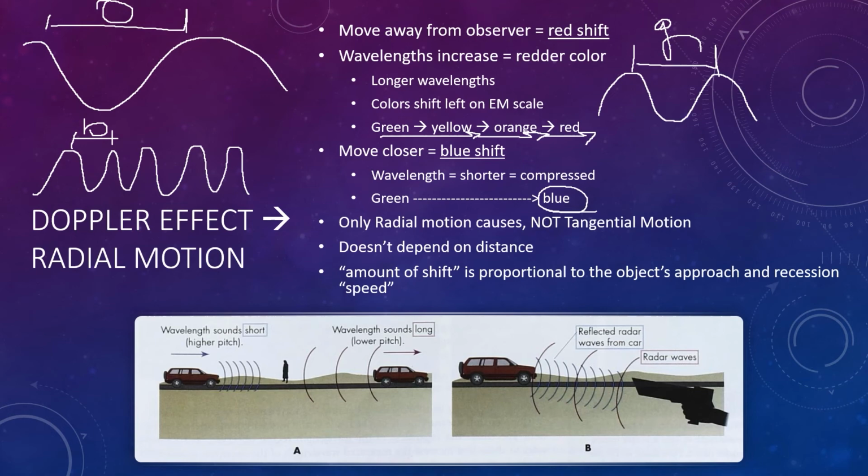Only radial motion causes this, not tangential motion. This has nothing to do with distance. It only has to do with the amount of shift. So shift forward and shift back, which is proportional to the object's approach and recession speed. This is where speed really comes into play.